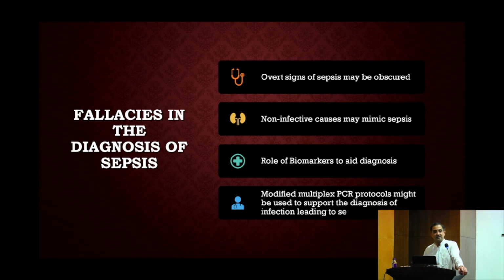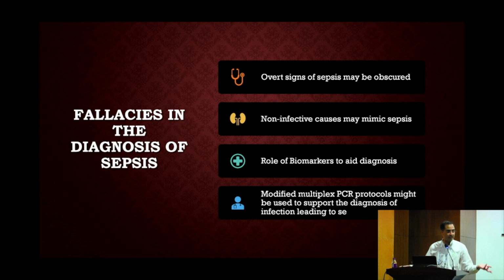Now what are the fallacies of diagnosing sepsis in a patient who is neutropenic? First and foremost, the primary disease itself may mimic sepsis. Say somebody has AML, somebody has CML, somebody has a malignancy that can produce a surge response, and you're actually juggling to know whether this surge response is because of the primary problem or because of an underlying or new onset sepsis. So the overt signs of sepsis may often be obscured or masqueraded by something else. And in many situations, as I already told you, non-infective causes can be there.